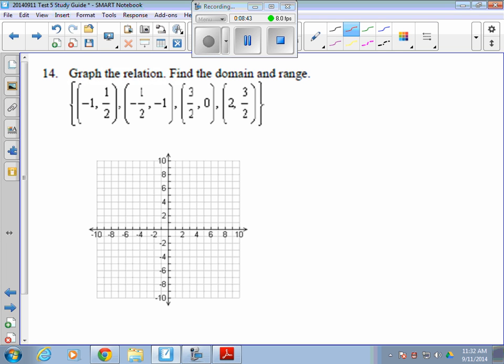Graph the relation, again, find the domain and range. It's always x comma y. So at negative 1, positive 1/2, like halfway between the two. In fact, we could probably draw this one in a little bit better than this. Let me change it.